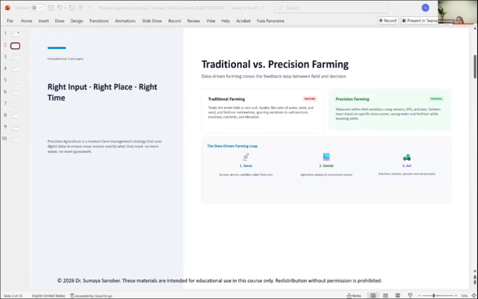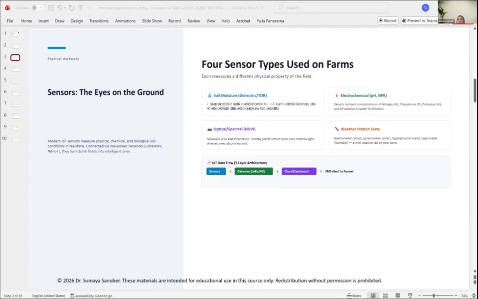So this loop continues through the growing season, and the most important point is that collecting data is not enough. The data must lead to a farming decision. We are not just collecting data, we need to provide information on how the farming decision has to be taken based on what the sensors have seen, what you have decided, and how you are going to act. Now, sensors, we call them the eye on the ground. The sensors are sometimes called the eye of the smart farm because they measure conditions the farmers cannot observe accurately with their own eyes.